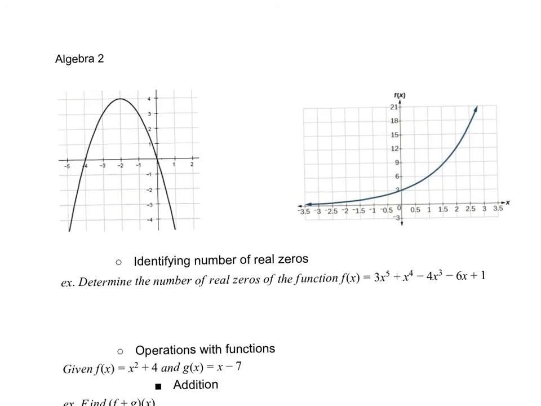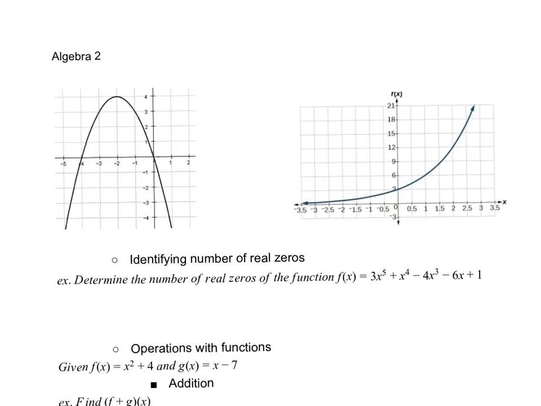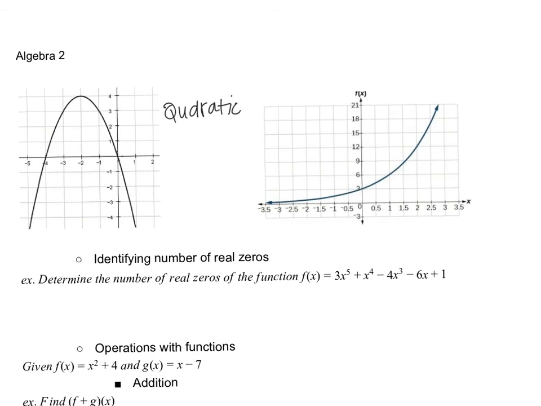Next, we have our parabola, which is our U-shaped. Those are quadratic functions. And lastly, we have our curved graphs. They grow towards one direction, and these are our exponential functions.